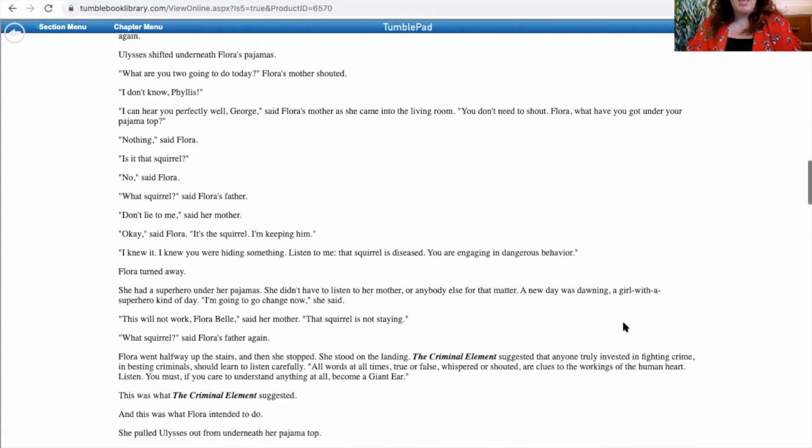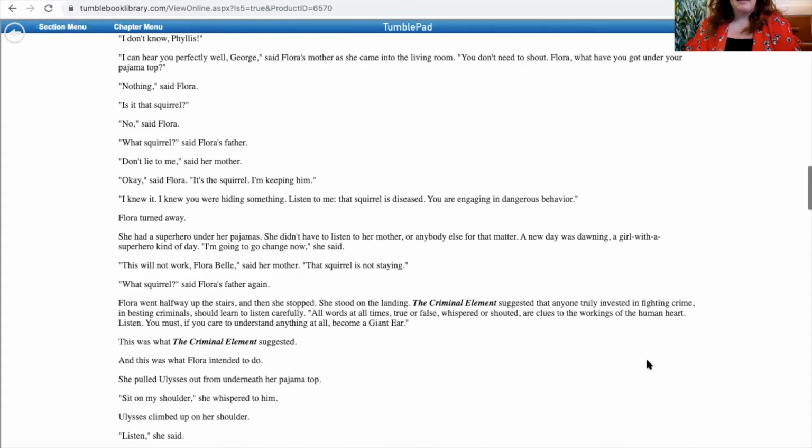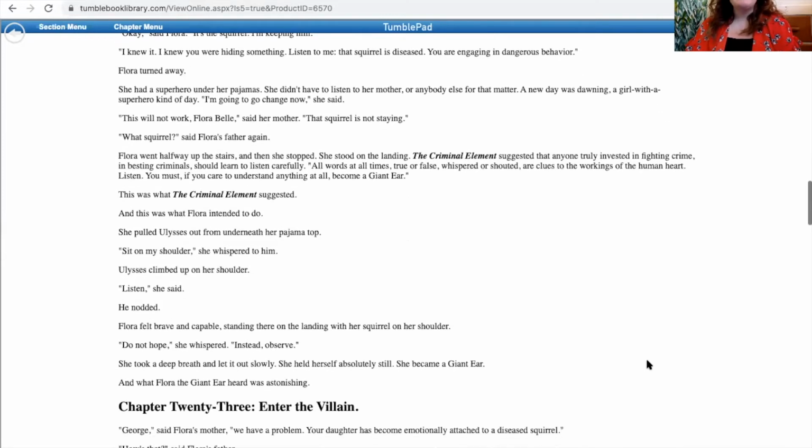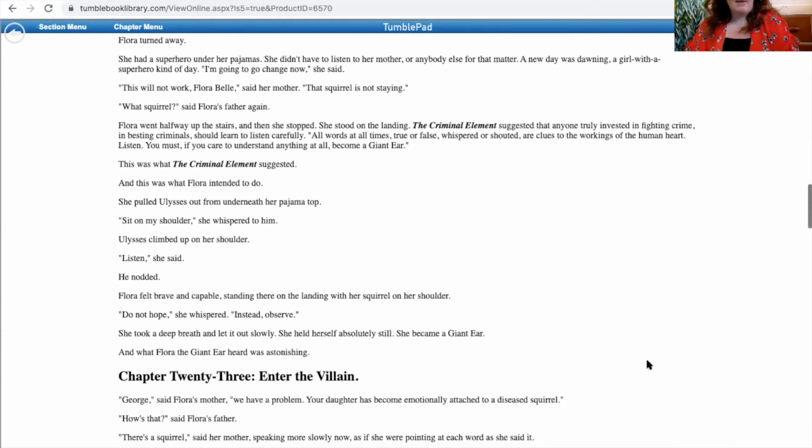I'm keeping him. I knew it. I knew you were hiding something. Listen to me. That squirrel is diseased. You are engaging in dangerous behavior. Flora turned away. She had a superhero under her pajamas. She didn't have to listen to her mother, or anybody else for that matter. A new day was dawning, a girl with a superhero kind of day. I'm going to go change now, she said. This will not work, Florabelle, said her mother. That squirrel is not staying. What squirrel? said Flora's father again.